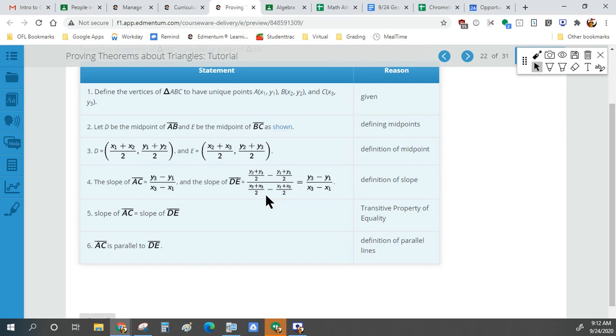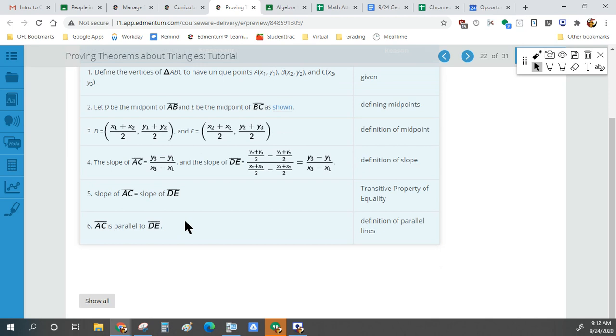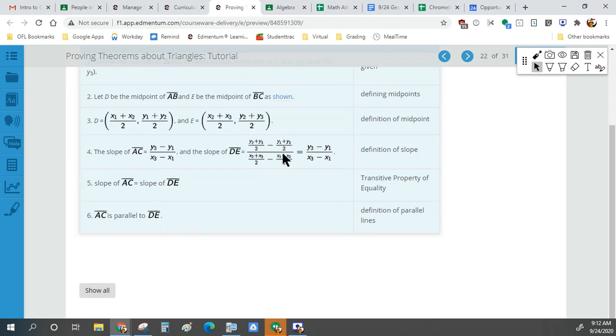And then they're just finding the slope. So they're taking what they have and finding the slope. Oh, I said subtracting. I meant to say adding. I'm so sorry, guys. And then if we look at it, it would be parallel to the same line.